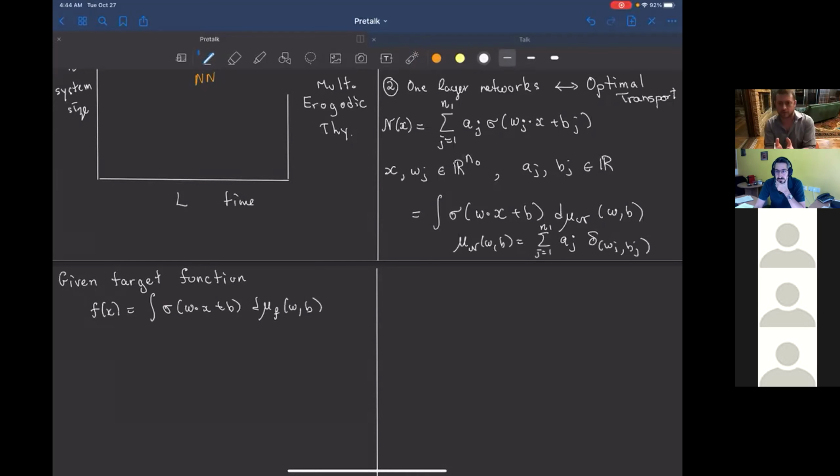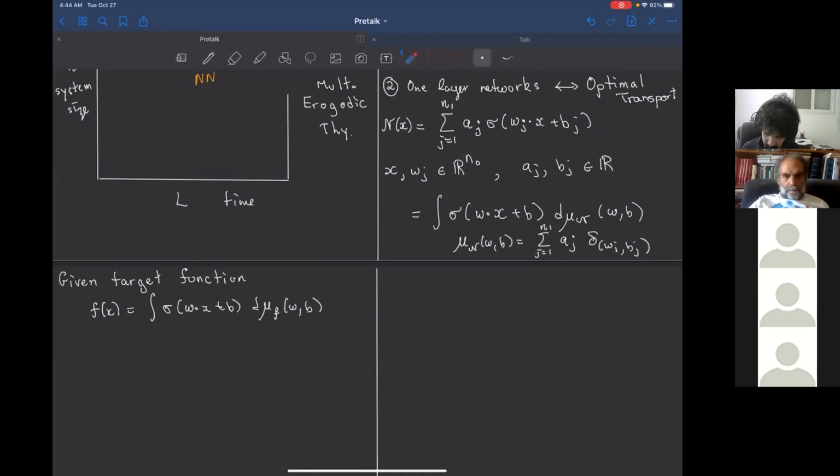If I give you a target function and I write it in this same kind of form, that's the function I want to approximate, and this is the kind of function I get with my neural network. So I'm allowed to choose this measure with n1 atoms. Then the following happens to be true.